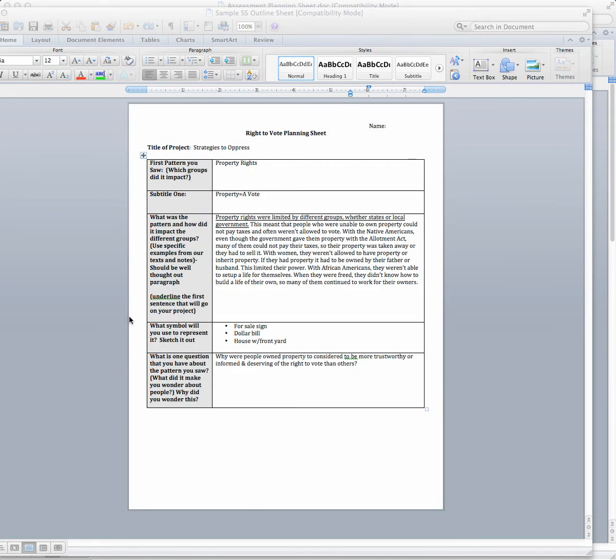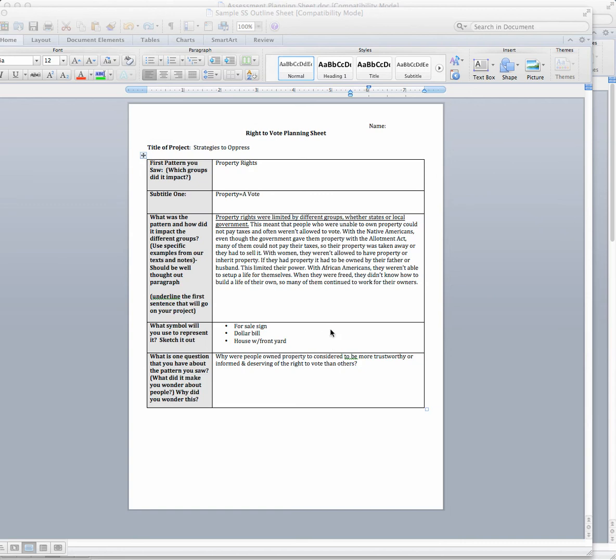This is a sample of what it could look like. The title of my project would be Strategies to Oppress. The first pattern that I saw had to deal with property rights. A subtitle I created was Property Rights Equal a Vote. In here, I give a paragraph description where I specifically talk about how property rights were used to limit the votes of different groups. Down here, I create a couple symbols that I could use.